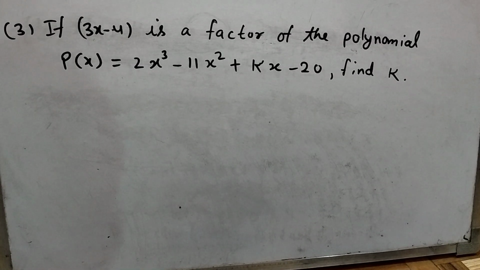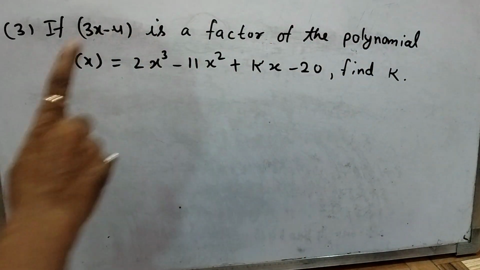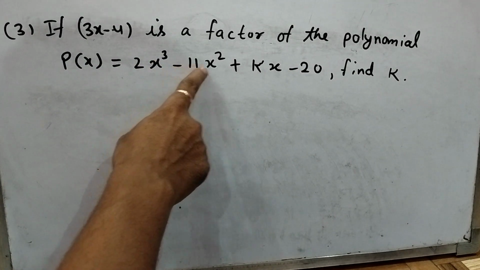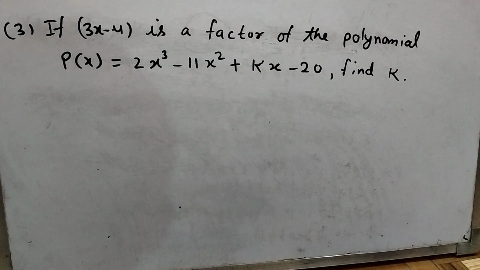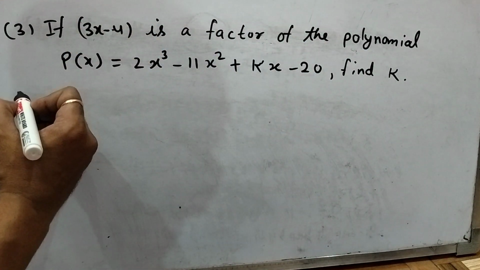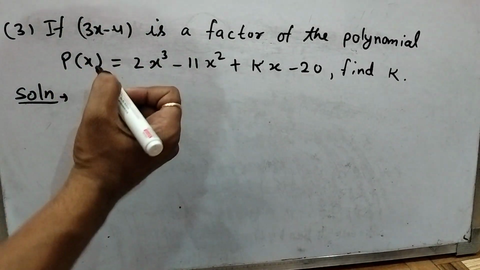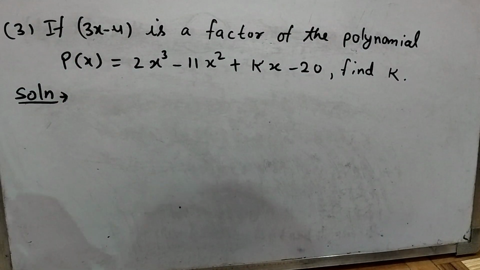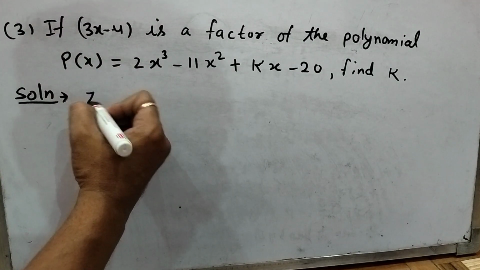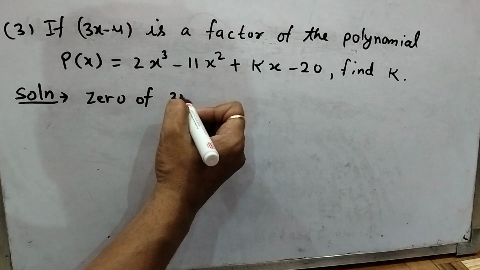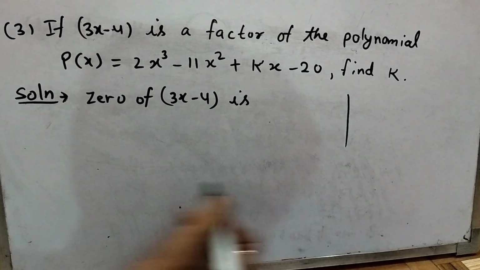Now we have another question: if 3x minus 4 is a factor of the polynomial P of x equal to 2x cube minus 11x square plus kx minus 20, then find k. Since 3x minus 4 is a factor of the polynomial, according to factor theorem, first find the zero of 3x minus 4. So solve it separately here.